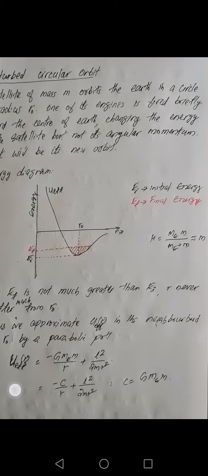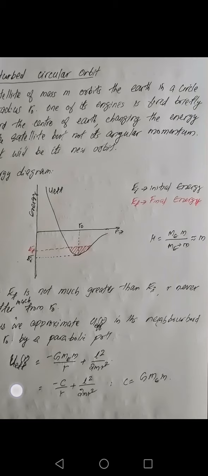In this problem, R is this axis and this is the energy, and we use the effective energy as the gravitational potential plus L square by 2 mu r square, that is U effective. This is the shape, and since it is a circular orbit, this E is equal to the minimum. This is R0, so R0 is the radius of the orbit of the satellite. Initially it has energy EI.